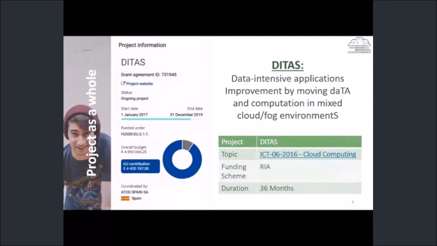DITAS is a 3-year project whose main goal is to investigate how to better handle data-intensive applications on top of cloud and fog environments. And the project is focused on two main research challenges related to data and computation movement across these mixed computing environments that we just mentioned.